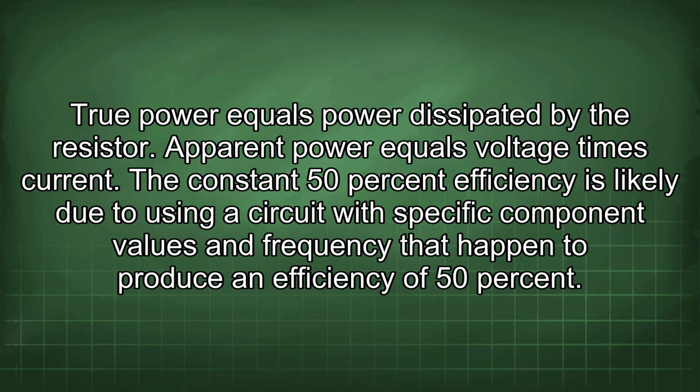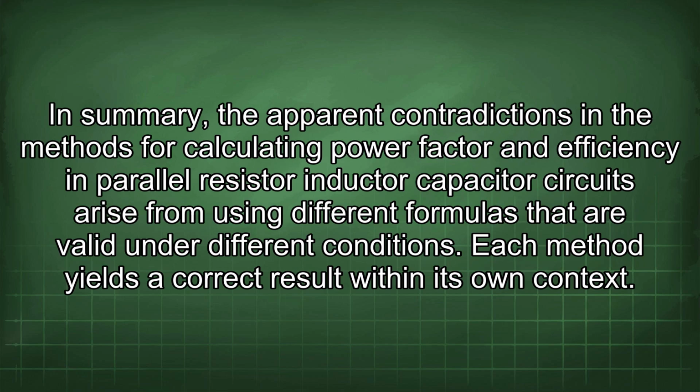The constant 50% efficiency is likely due to using a circuit with specific component values and frequency that happen to produce an efficiency of 50%. In summary, the apparent contradictions in the methods for calculating power factor and efficiency in parallel resistor inductor capacitor circuits arise from using different formulas that are valid under different conditions. Each method yields a correct result within its own context.